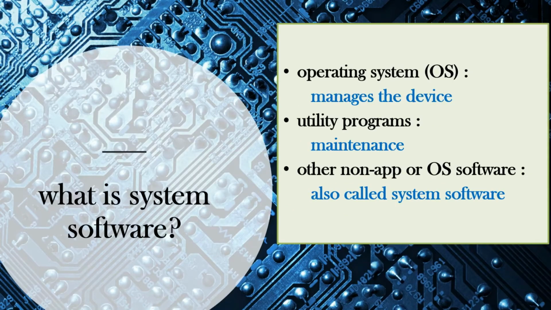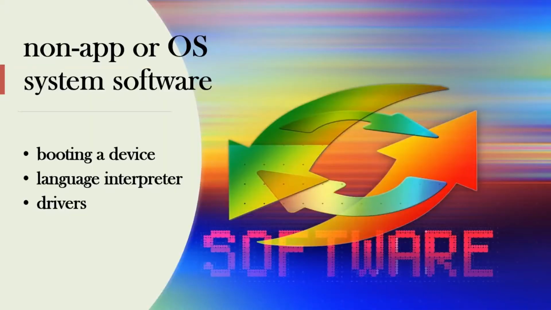So what is system software? Well, the major part is the operating system, and that manages the device. It could be your phone, your computer, your laptop. There are also utility programs that help maintain your device. And there are other programs that are not the operating system, and they're not really apps. When you boot a device, you do load the operating system, but there are some stages before that. So we'll look at that. We'll look at the language interpreter next, and also drivers.